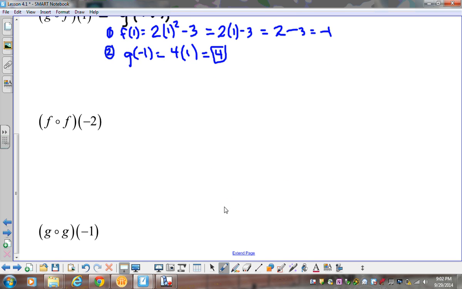All right, so let's scroll down. Let's look at a couple other ones real quick. Once again, I want you guys to take a couple seconds and go through and do these. So you have f of negative 2 and g of negative 1. I'll take a quick second and go through those.